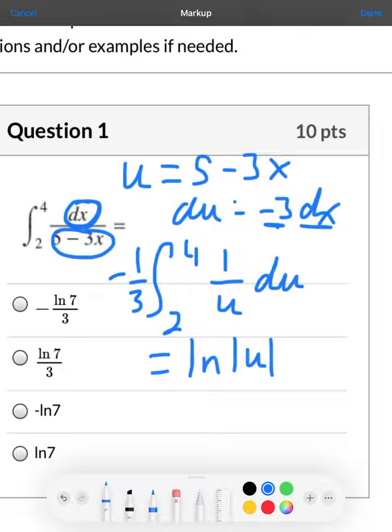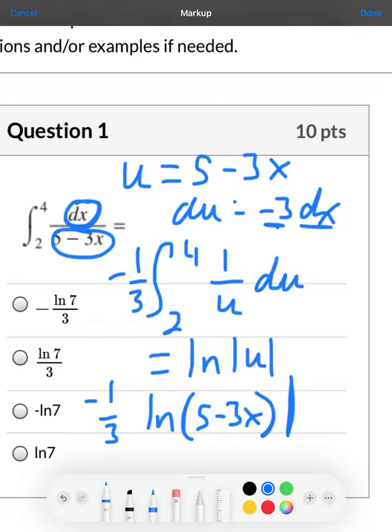And don't forget this negative 1/3 sitting out here. So there's the integral. And then we want to undo that substitution. Put the 5 minus 3x back in. And we're going to evaluate at 4 and 2. Okay? So when we plug the 4 in, we get negative 7. But remember that absolute value.